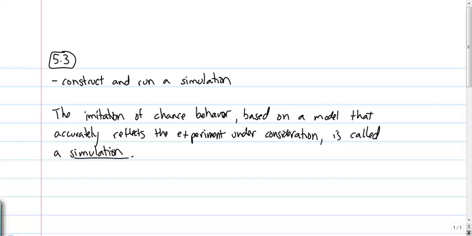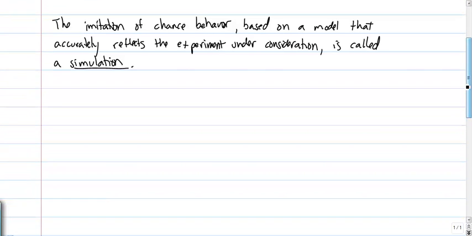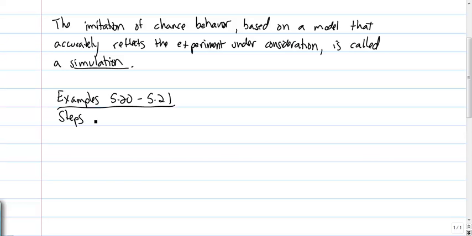So what I'm going to do is use this example, which I got from examples 5.20 and 5.21 in your book, to illustrate the steps that I need to see in your work for you showing how to run a simulation. So I'm going through examples 5.20 and 5.21 here. And these are going to be the steps for running a simulation. The first thing you need to do is to state the problem or describe the experiment.